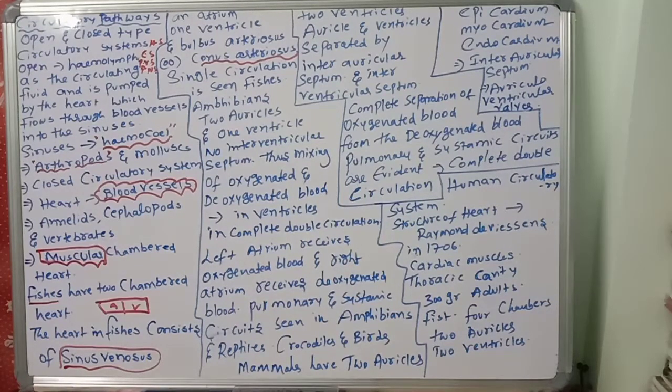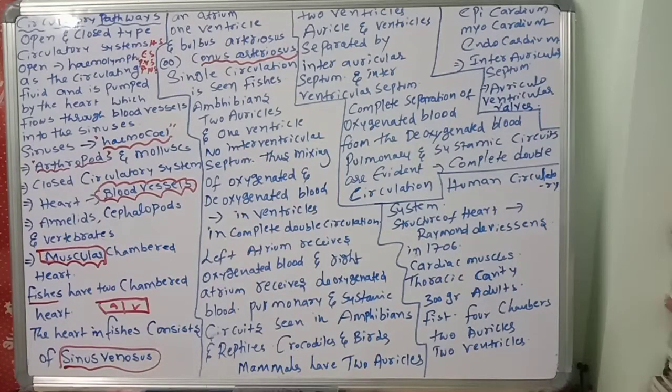The sinus venosus and the bulbous arteriosus or conus arteriosus are additional chambers of the heart. The sinus venosus and the conus arteriosus or bulbous arteriosus are present in the fishes.